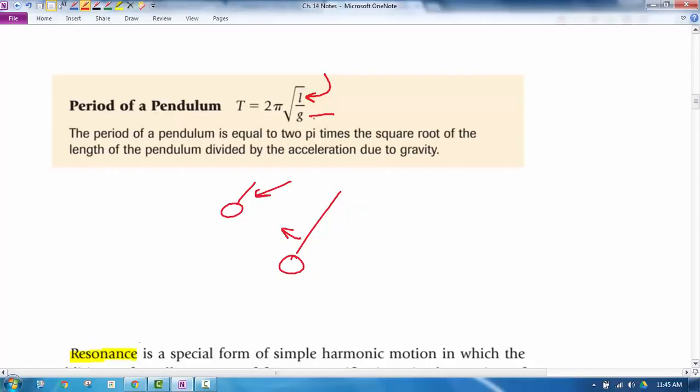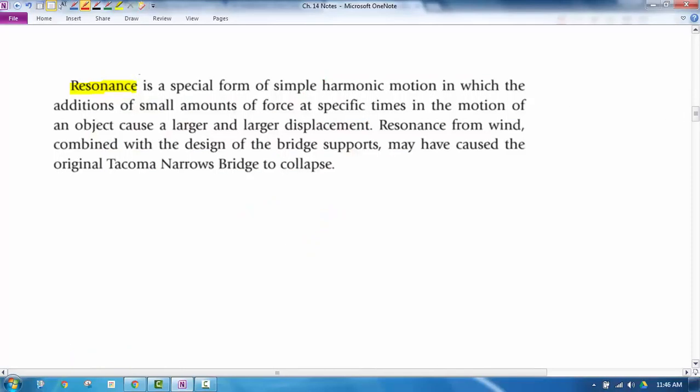And it also depends on gravity, so that means that pendulums on the moon and pendulums on the earth would have different periods. Okay, resonance is a term that I would be familiar with. We're going to talk about this in terms of sound waves. We'll talk about it in terms of light waves as well. This actually explains a lot of phenomena that happens in the world.